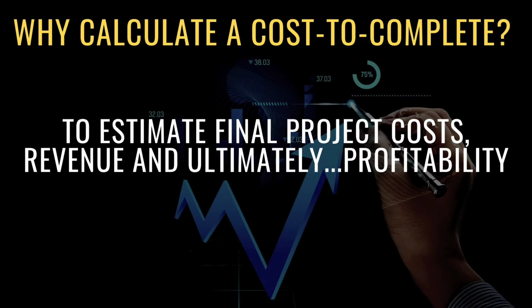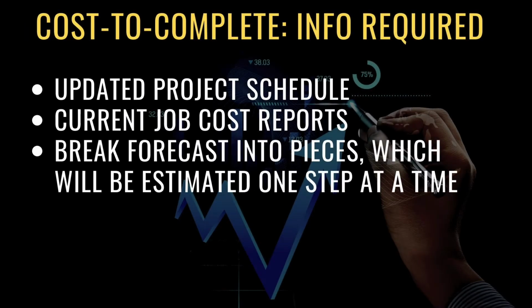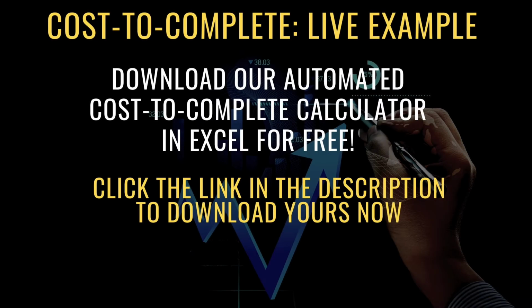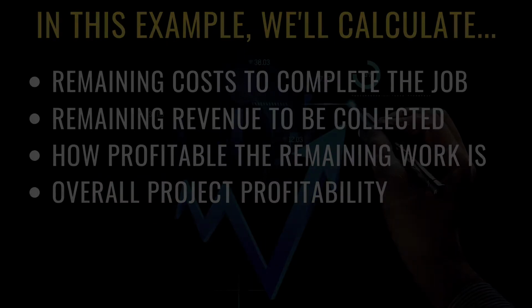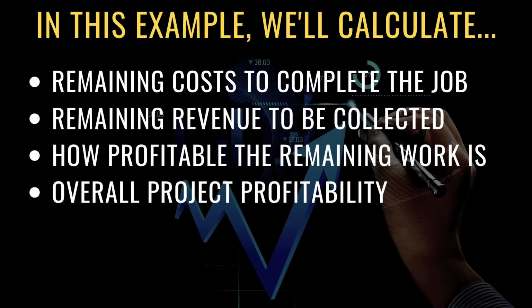In terms of actually calculating this information, there are several ways to go about doing this. Generally speaking, it's best to have an updated completion schedule and to break down all costs by categories, as they're easier to manage in pieces. In this video, we'll be using our own cost to complete calculator to demonstrate how to put together this estimate. Be sure to download your own at the link in the video description below. It is completely free. In this example, we're going to calculate remaining costs, remaining revenue, how profitable the remaining work will be, and the overall project profitability.